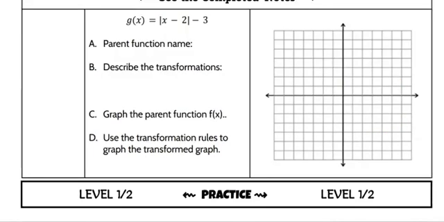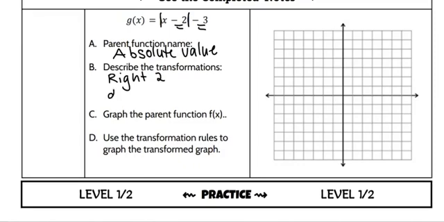Here is my second example. This one I can tell by the straight lines that this is an absolute value function. The transformations, I see 2 transformations. Inside the grouping symbol, I see a -2, which would be right 2. And then outside the grouping symbol, we have -3, which is down 3.